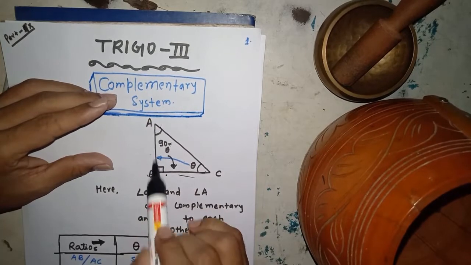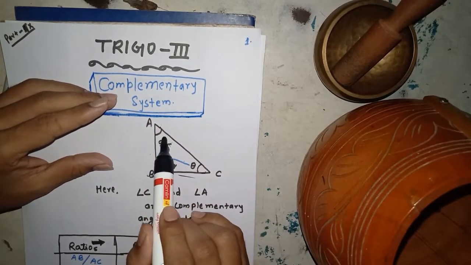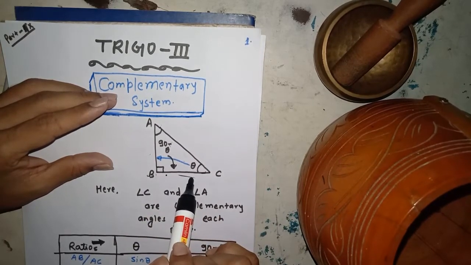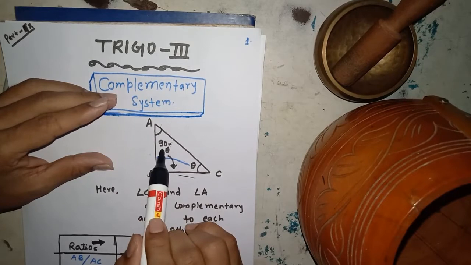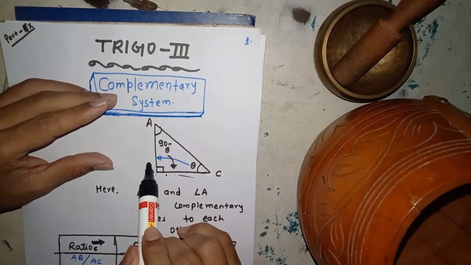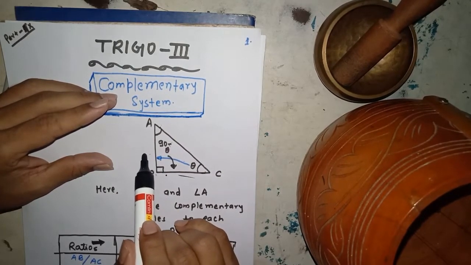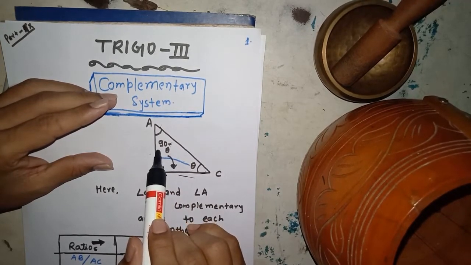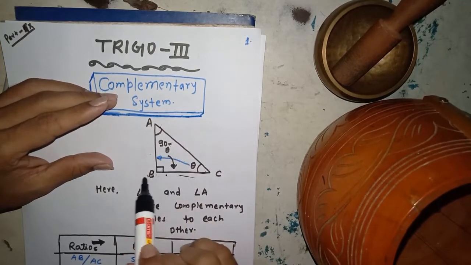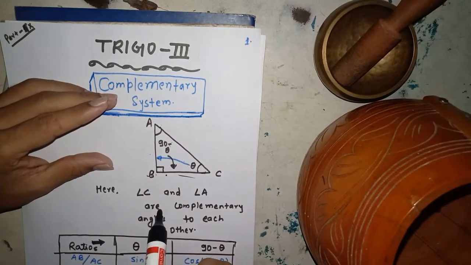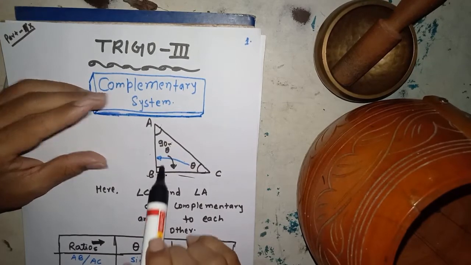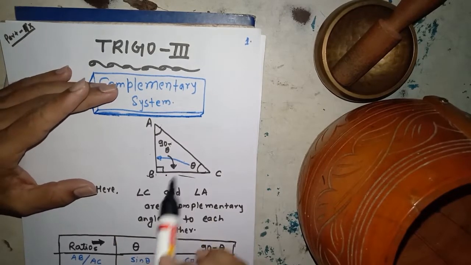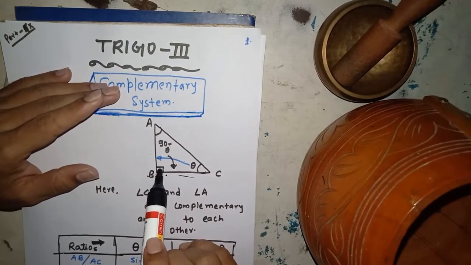So AB is your base for the angle 90 minus theta, and BC is your perpendicular. Yes or no? So for 90 minus theta, the same side AB is B, and for theta, the same side AB is P. Are you getting my point? Similarly in the case of BC. So we take one ratio in the form of two angles. Are you getting my point?